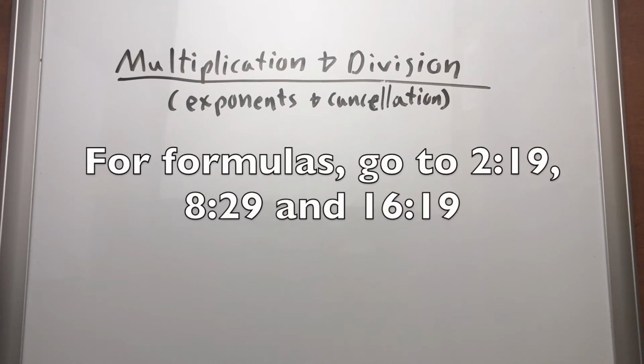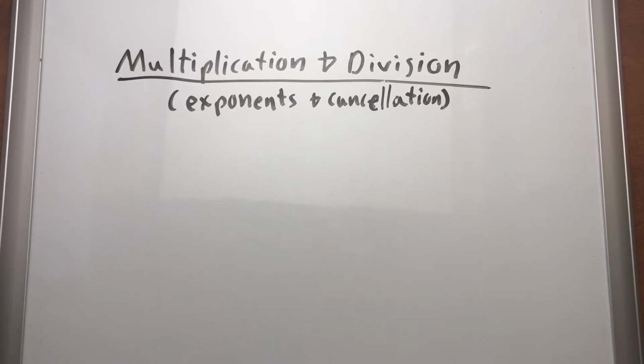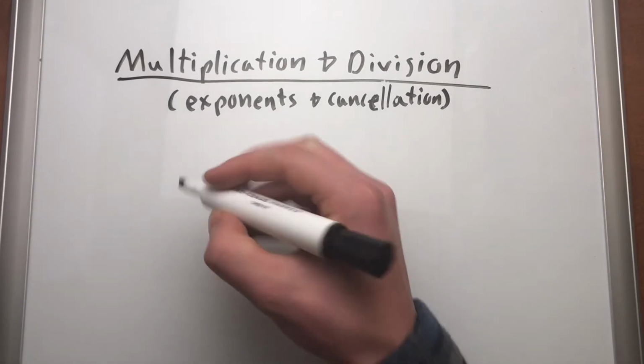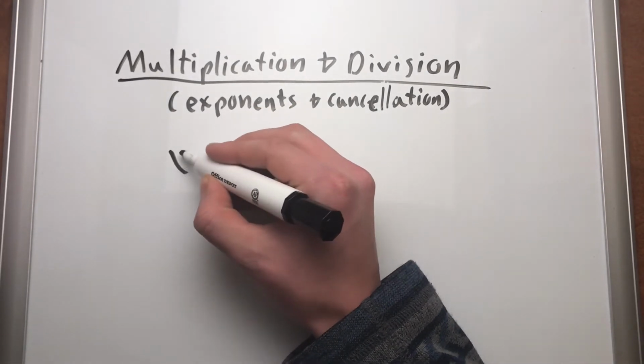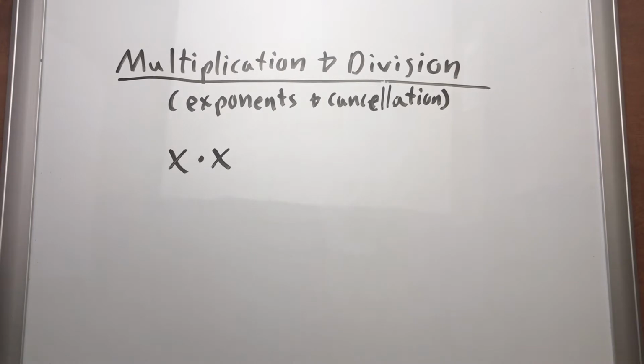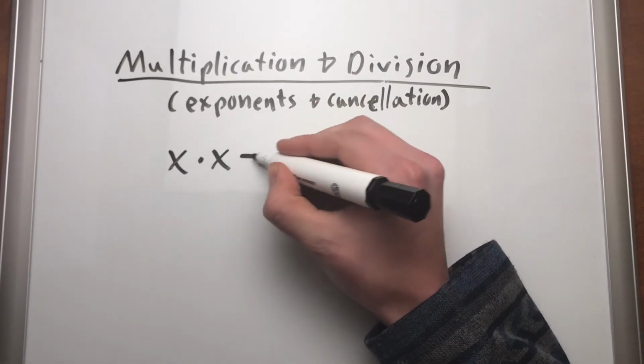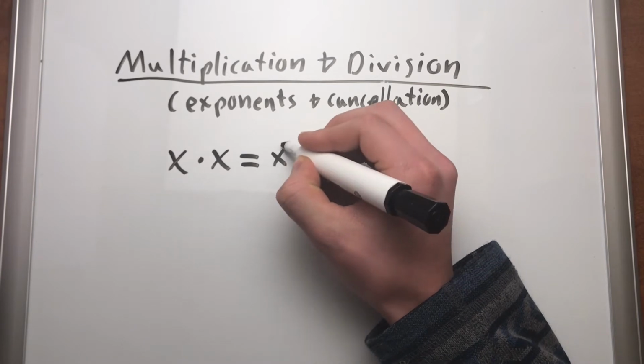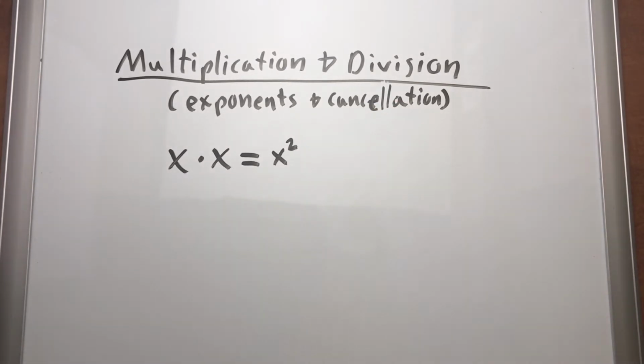In this video, we will be discussing multiplication and division in algebra, specifically the ideas of exponents and cancellation. Let's consider the expression x times x. Is there a way to rewrite this, to simplify it? Well, as you probably know, when you have two of something and you multiply those two somethings together, it can simply be represented as x raised to the power of 2, or x squared.